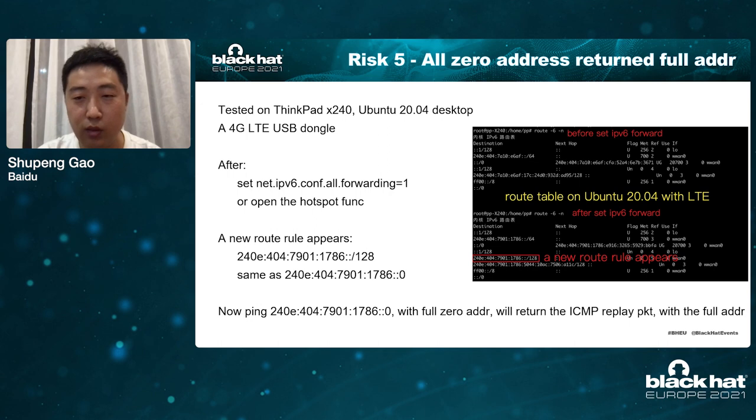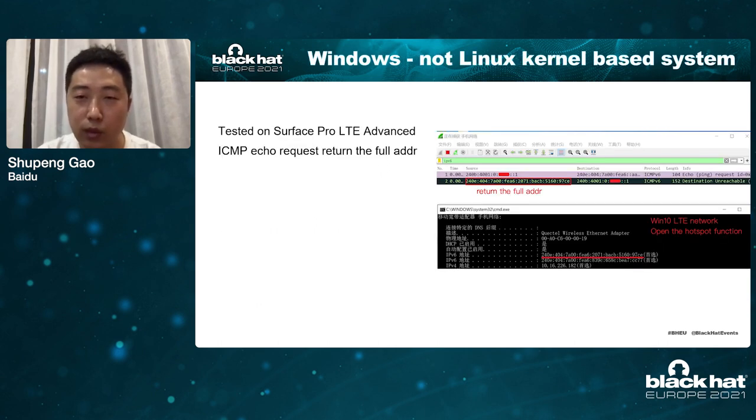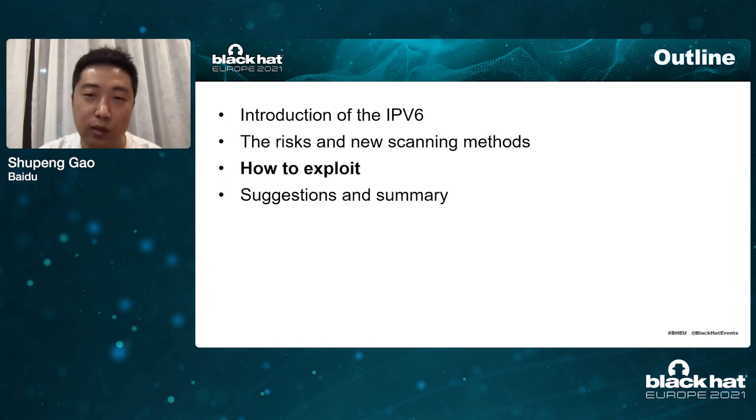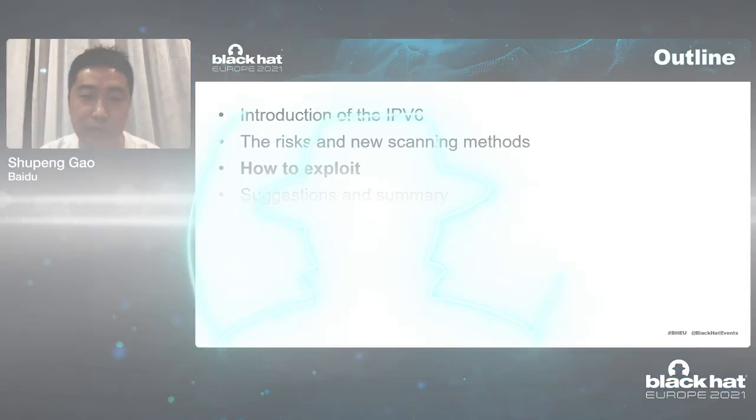This risk also has a valid impact. For example, mobile phones that turn on hotspot and 4G, 5G routers and home broadband routers. This figure shows that not only devices based on the Linux kernel are affected, but also Windows. Next, my colleague will introduce the affected situations and how to exploit.